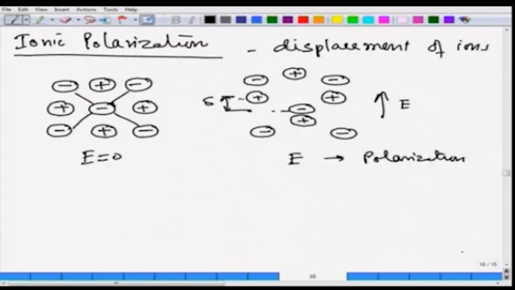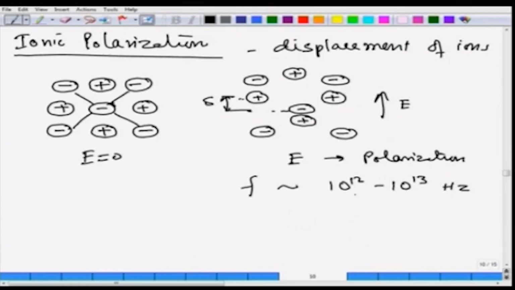It leads to polarization. This mechanism operates in a frequency range up to 10 to the power 12 to 10 to the power 13 hertz. Remember, electronic polarization could operate up to 10 to the power 15. This mechanism operates up to about 10 to the power 12 to 13 and then drops off. So if you go to a frequency of 10 to the power 15, you will only see electronic polarization.